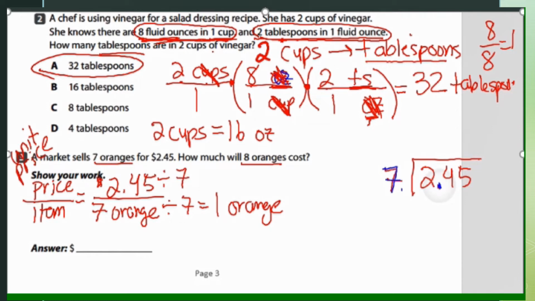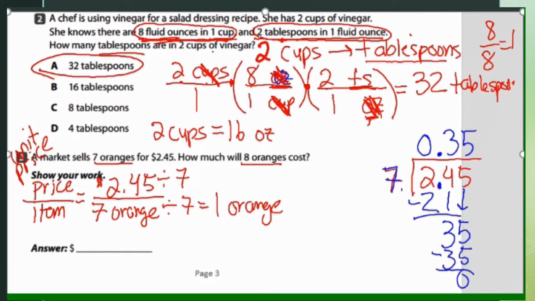I'm just going to take the decimal point in the dividend and move it right up to the quotient. And then I'm going to divide. 7 goes into 2 0 times. 7 goes into 24 3 times, because 3 times 7 is 21. And then you have to subtract. 4 minus 1 is 3. 2 minus 2 is 0. Then I'm going to bring that next number down, which is 5. 7 goes into 35. 5 times 7 is 35. So what does that mean? 1 orange costs 35 cents. So 1 orange will cost 35 cents.